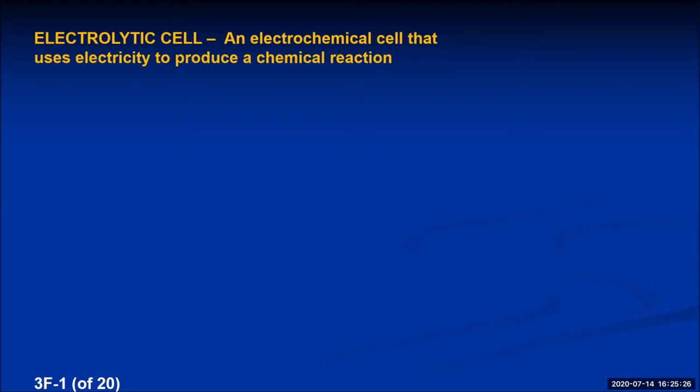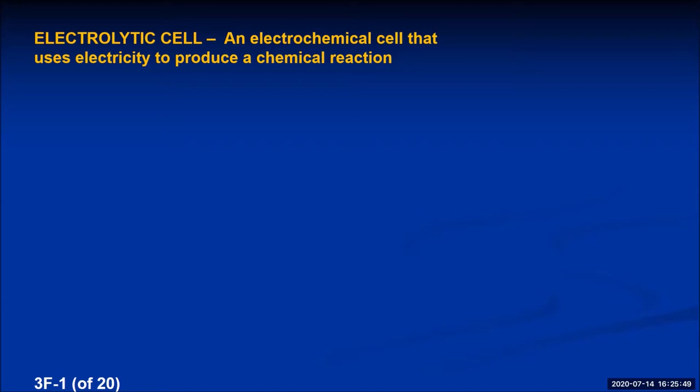It actually does the opposite. It's an electrochemical cell that uses electricity to produce a chemical reaction. Now, if you think back to the design of the galvanic cell, it had two separate containers with two different solutions. Each solution had an electrode in it. The electrodes were connected by a wire, and then the two solutions were connected by a salt bridge.